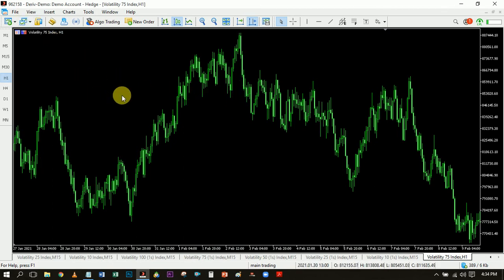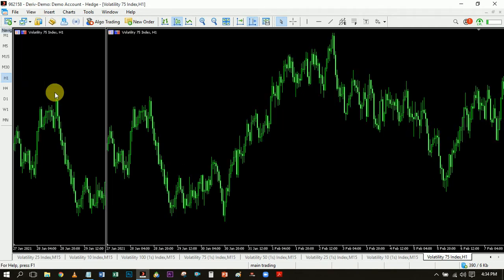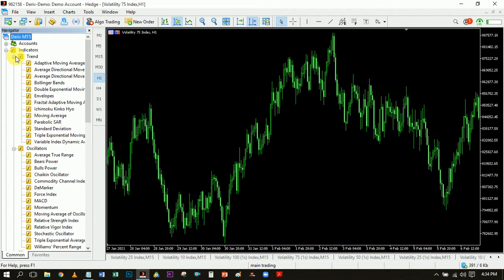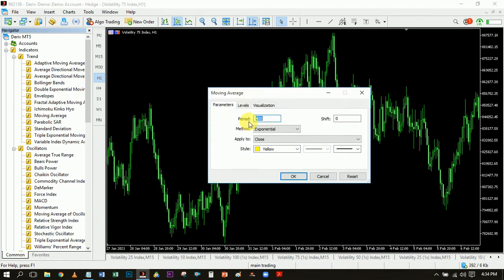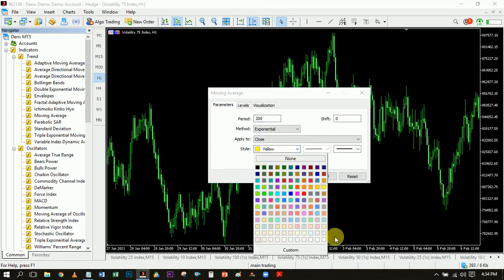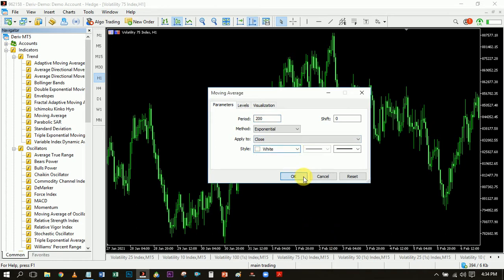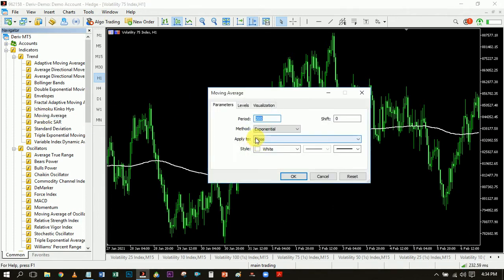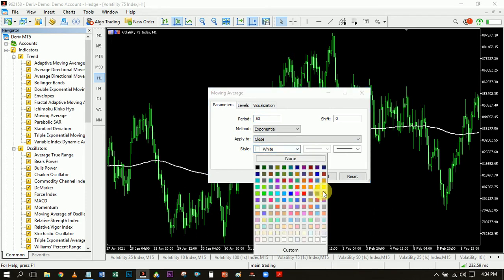We're going to be needing three moving averages. The first one is the 200 moving average. So you go to your trend moving average, drag and drop. So you have this as 200. You can give it any color, let's say white. Click OK. Exponential. Then drop the second one, make it 50. Exponential. Change the color. Let's make that yellow.